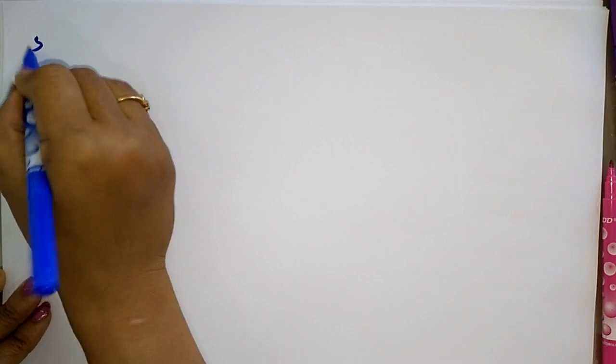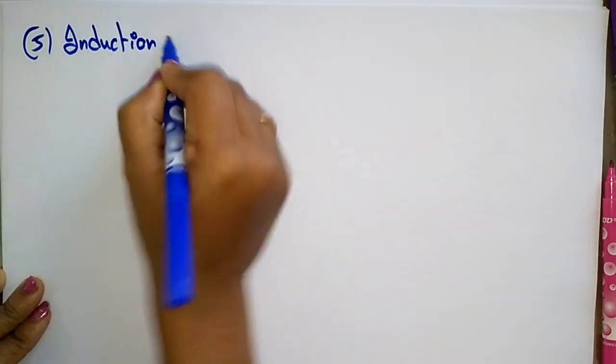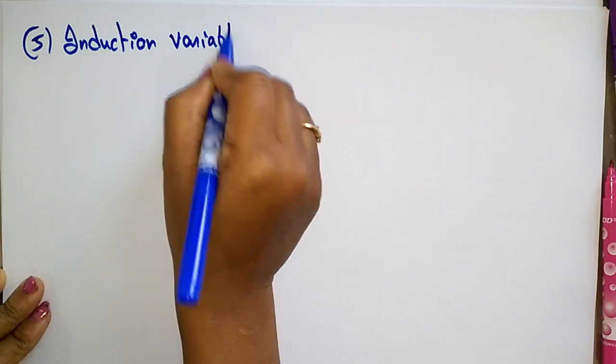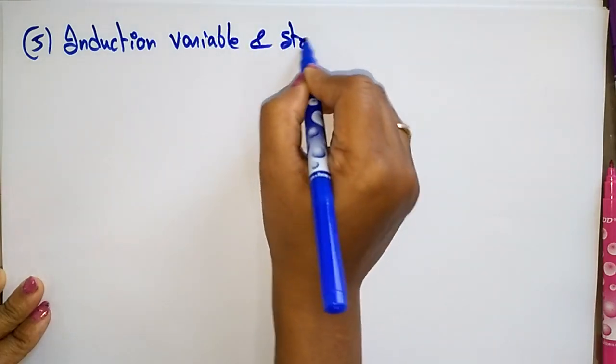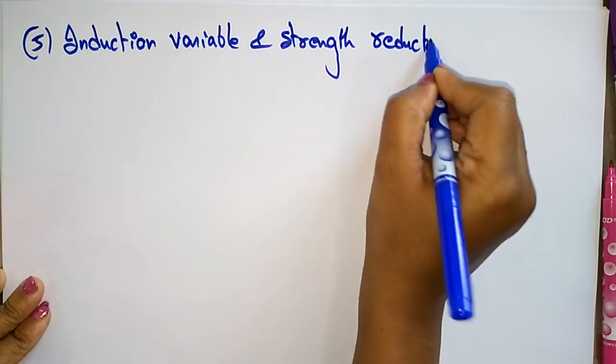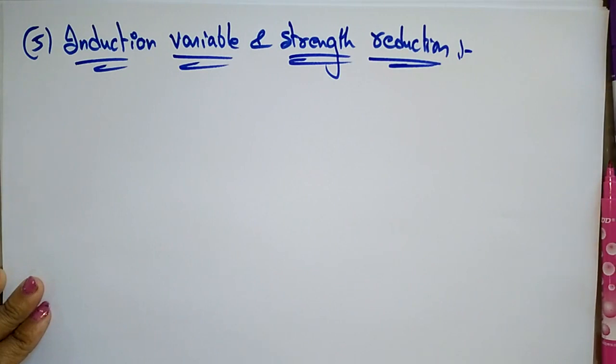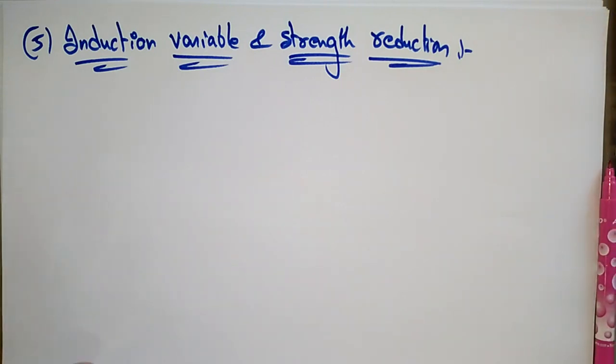Now coming to the last technique in code optimization, that is induction variable and strength reduction. So what do you mean by induction variables and strength reduction? Previously you had seen the second technique, that is variable propagation, and this is about the induction variable and the strength reduction.